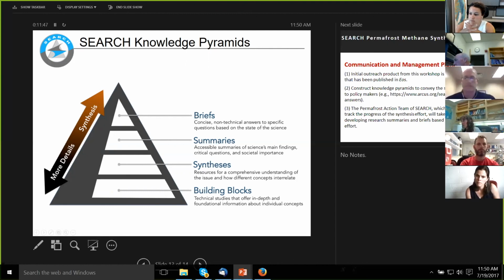The activities that I've just presented fall into the second tier from the bottom, these syntheses. But the communication plan actually deals with these top two tiers here, the briefs and the summaries. And so the permafrost action team will be responsible for helping to produce these, more that are able to inform society in general, as well as policymakers.